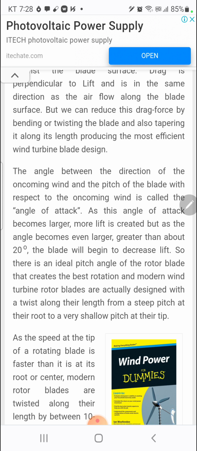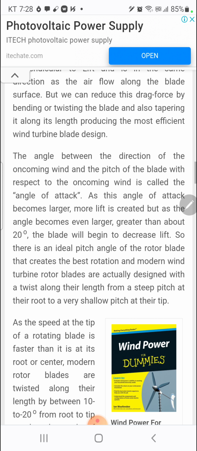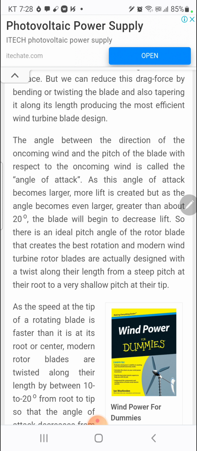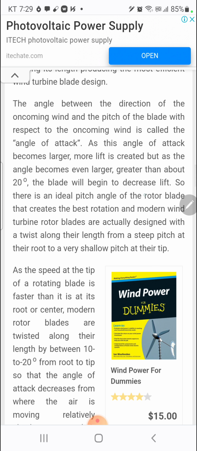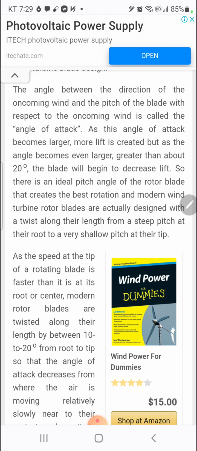The angle between the direction of the oncoming wind and the pitch of the blade with respect to the oncoming wind is called the angle of attack. As this angle of attack becomes larger, more lift is created, but as the angle becomes even larger, greater than about 20 degrees, the blade will begin to decrease lift and block the wind.